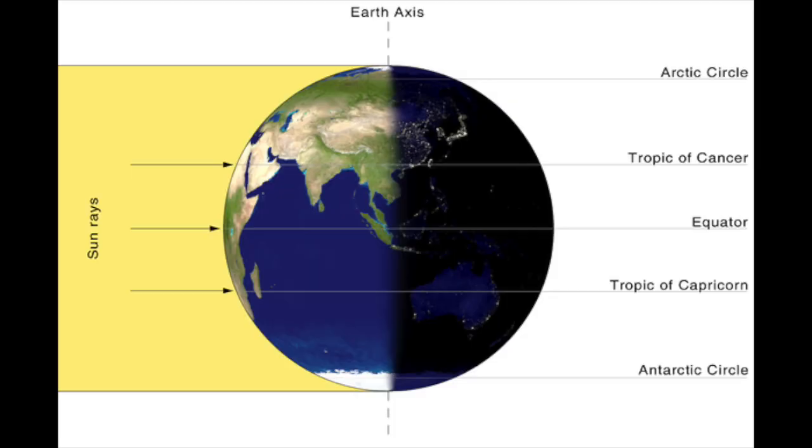Following that moment of March equinox, the sun begins to ascend northward to its most northern extreme, which is June solstice, or the Tropic of Cancer.